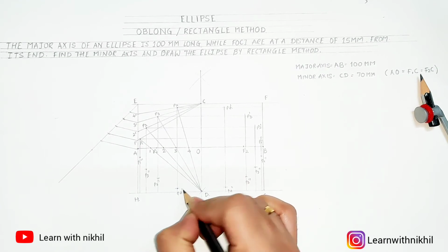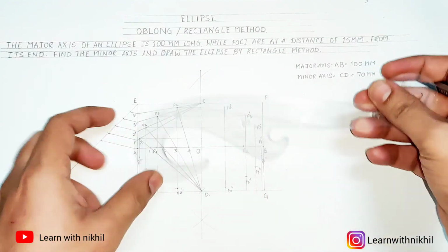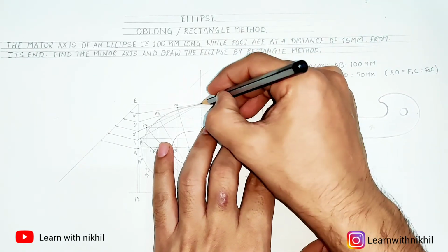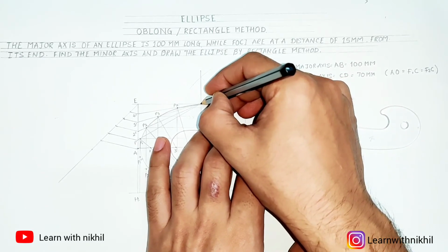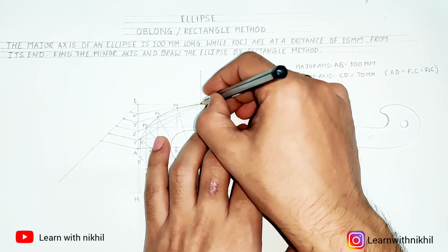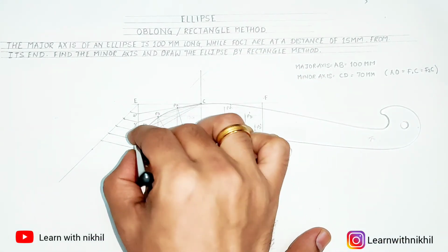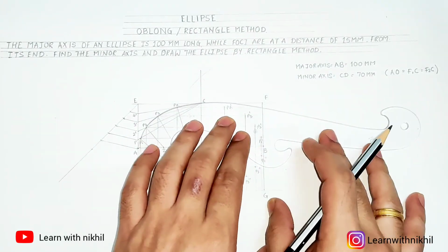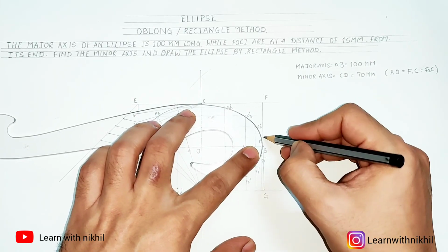And after marking these points, we'll join all these points using French curve. So for using French curve, you can arrange all the points in one go. If not, arrange 3 or more than 3 points and join the curve. After drawing this one side, you can just rotate your French curve, take the mirror image and draw the other points.